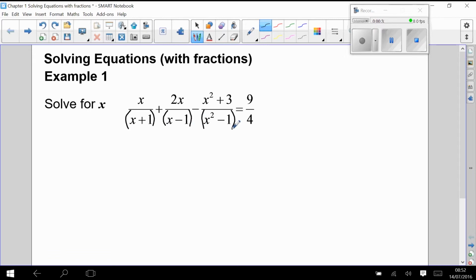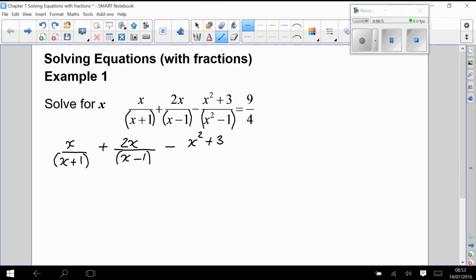And so my first step must be to factorize the denominator of x squared minus 1 by using the difference of two squares. So if I do this, the first term remains as it was, as does the second term. But the third term, when I factorize the denominator, I'm going to break that down to two linear factors of x plus 1 and x minus 1. On the right-hand side, 9 over 4 remains as it was.